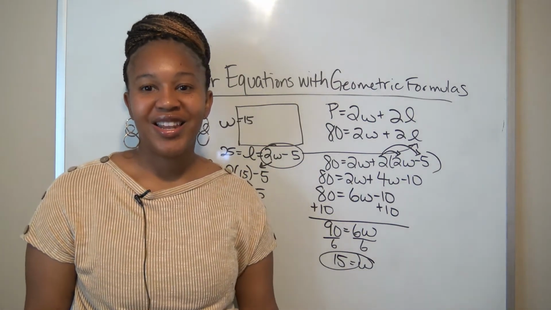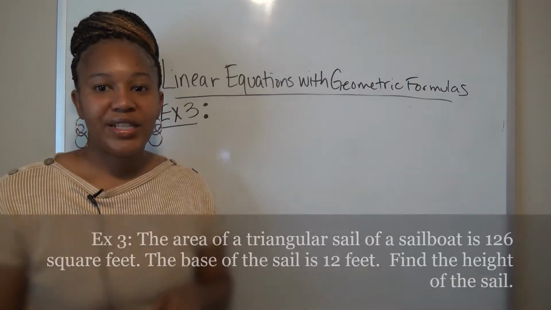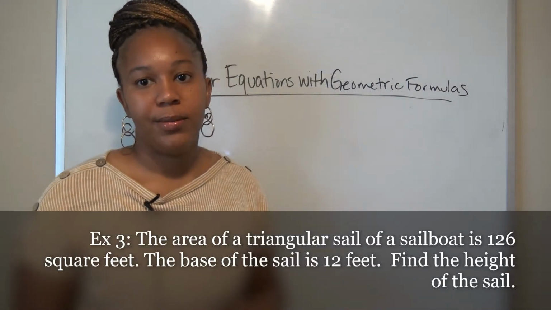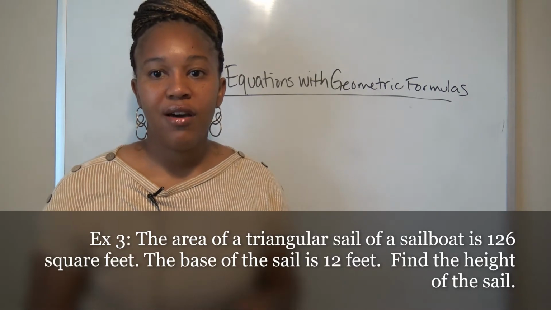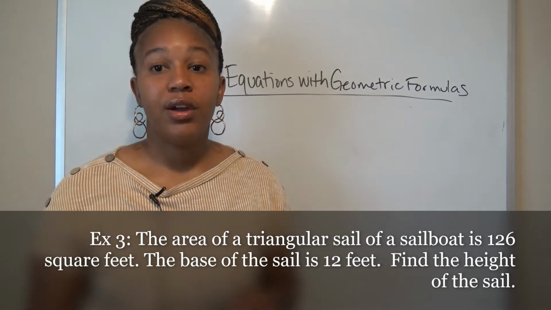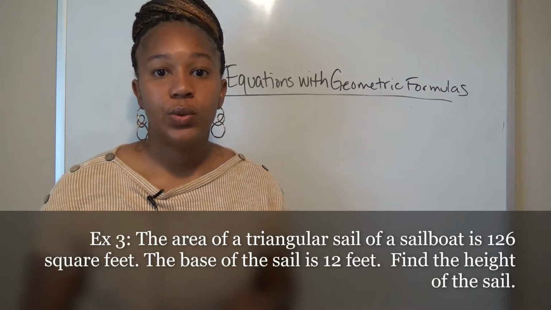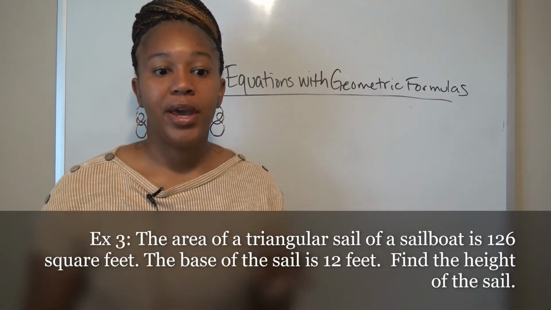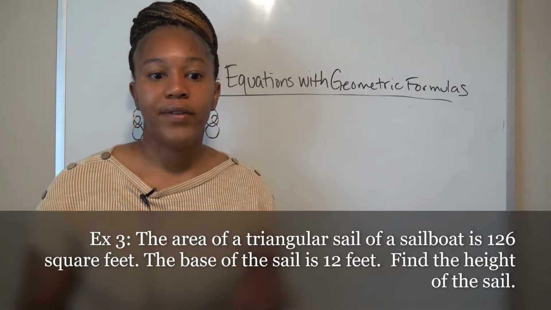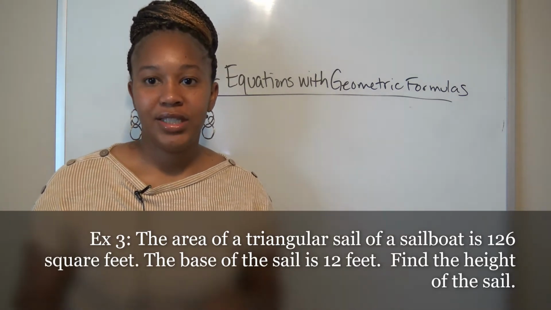So let's look at another example. Okay, for example 3, we have another word problem, and it says the area of the triangular sail of a sailboat is 126 square feet. The base of the sail is 12 feet. Find the height of the sail. Okay.